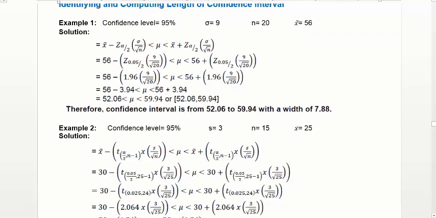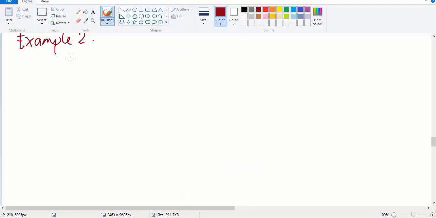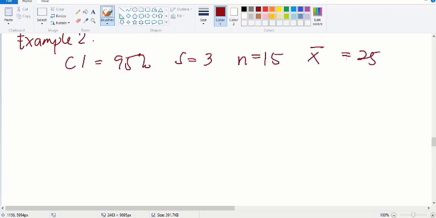Example number 2. What is the given? 95%, 3, 15. Our confidence level is 95%, right? I'm looking at the printed module. S is equal to 3, N is equal to 15, and the mean is 25. What formula will we use? Since N is 15, it is lower than 30, and the variance is not known.